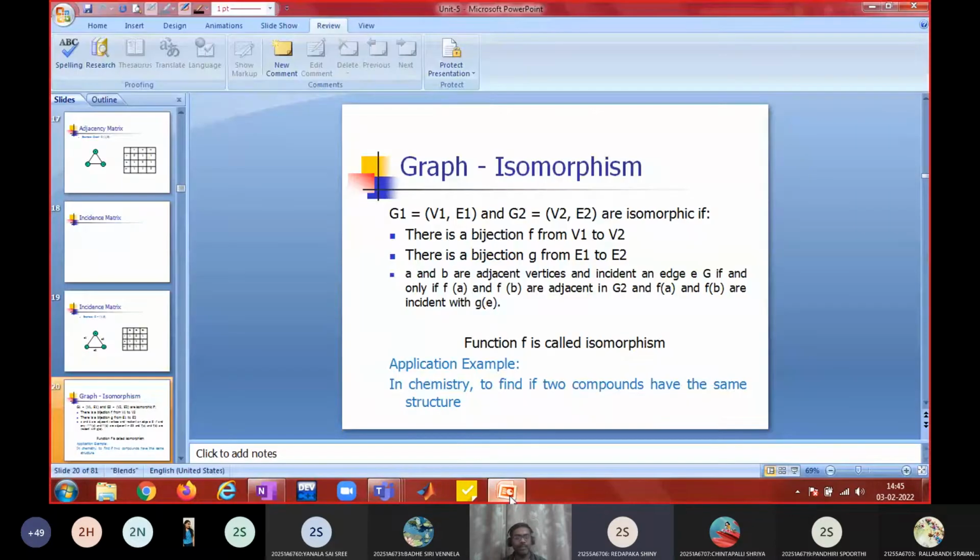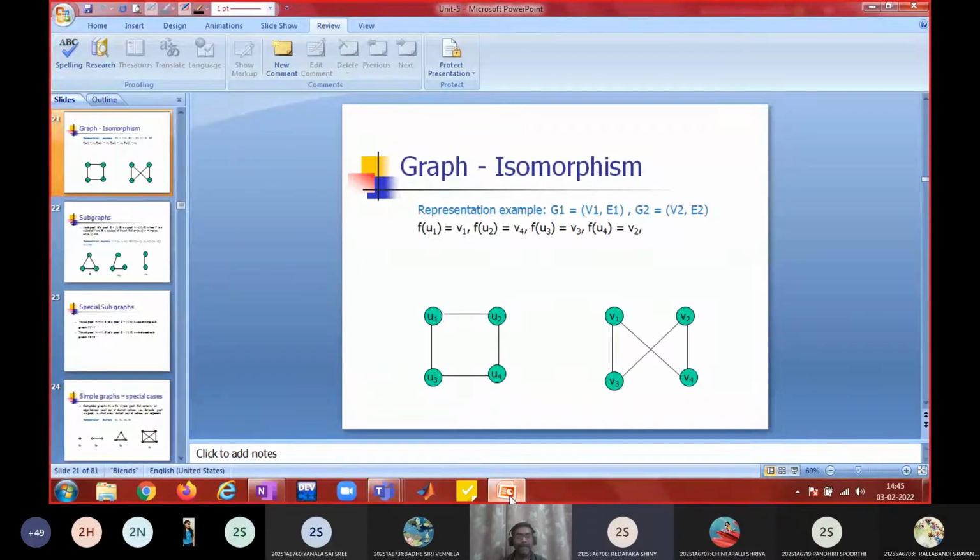So this is another example. You can give an association such that those two are isomorphic. You can see that the degree sequence will be the same. What is the degree sequence of this? 2, 2, 2, 2. What is the degree sequence of this? V1 is 2, V2 is 2, V3 is 2, V4 is also 2. So these two are isomorphic.